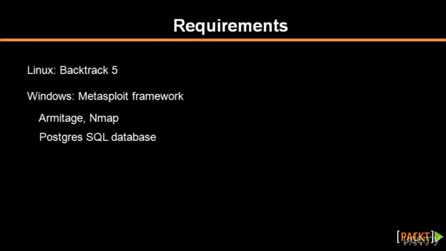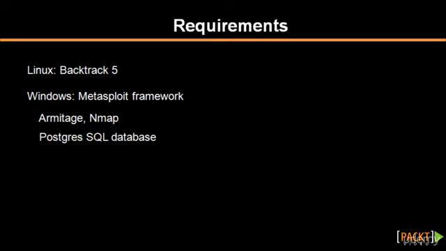The requirements for this entire video series are pretty simple. For the complete setup, we can have the Backtrack 5 operating system. This comes with a pre-installed copy of Metasploit. Apart from that, if you have a Windows operating system, you can download the Metasploit framework from its official website. We will also be requiring Armitage and nmap as our supporting tools while we are working over this video series.